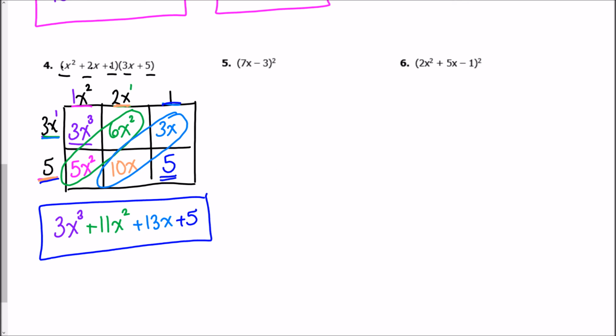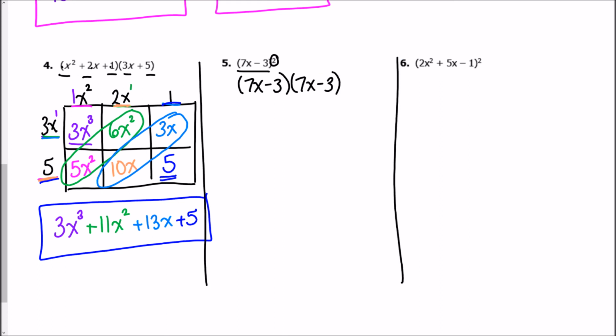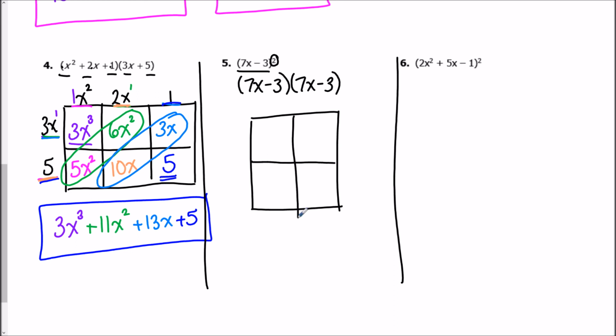Now, in number 5, we need to be careful about what this is saying. Because it's squared, it means I'm going to square everything in the bracket. So I'm going to rewrite everything in the bracket. So essentially, it just means 7x minus 3 times 7x minus 3. So right here, what I'm going to do is a 2 by 2, and I'm going to put 7x on top, negative 3 here, and then I'm going to put 7x here and negative 3 here.